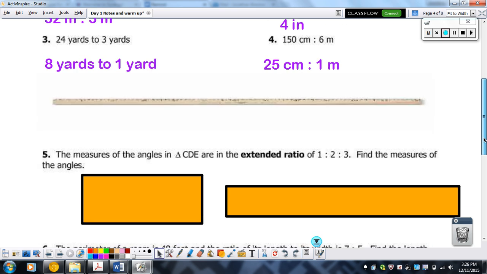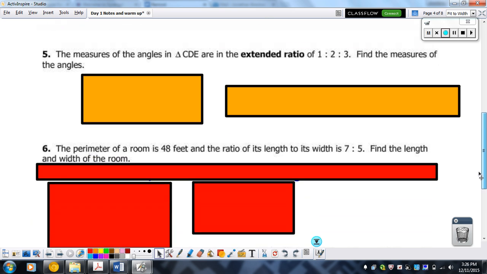Ratios don't always have to be two things. If there's more than two, we call it an extended ratio. So here we're saying the measures of the angles in triangle CDE are in the extended ratio of 1 to 2 to 3. Find the measures of the angles. Since we know that ratio is reduced, we need to now, instead of reducing it, expand it and figure out what those numbers originally were. We don't know what we reduced them by, so we'll say it was a variable. We'll use x in this case.